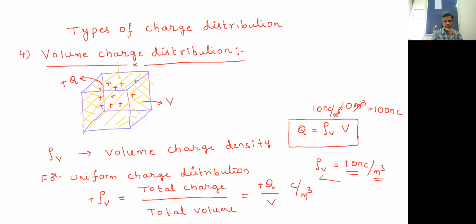So this indicates that if the volume charge density is a constant, then that charge distribution is called uniform charge distribution. If the volume charge density is in terms of x y z, or rho phi z, or r theta phi, then we call that type of charge distribution non-uniform charge distribution. Let us also define the expression for volume charge density for non-uniform charge distribution.